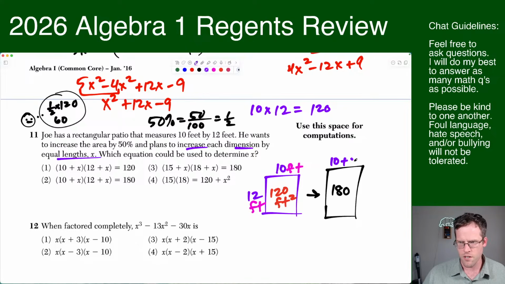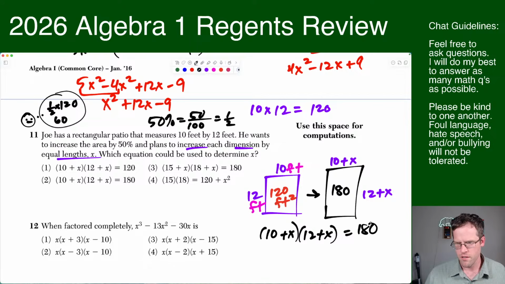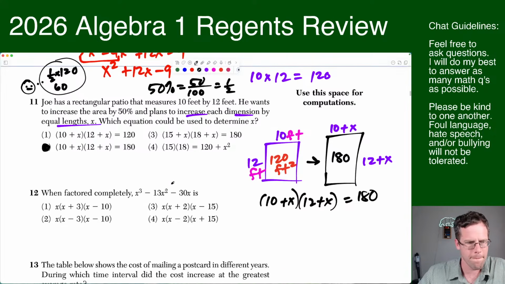And they told us here, he wants to increase each dimension by equal length x. So that means 10 has to go up x, and then the 12 has to go up x. So then how do we solve? We would multiply, area is length times width. And in this case, it would have to be equal to 180. Okay, so 10 plus x times 12 plus x equals 180. So choice 2. All right, 11 is choice 2. Whoop, I was just joking. This one. Cool. All right, next example.